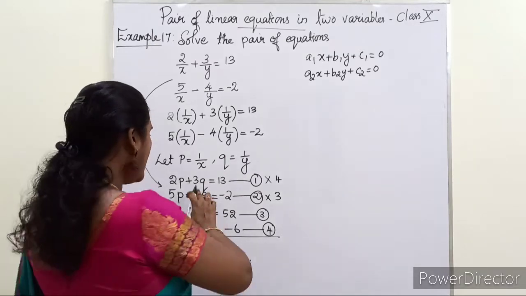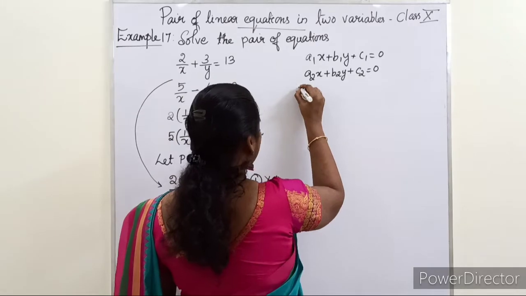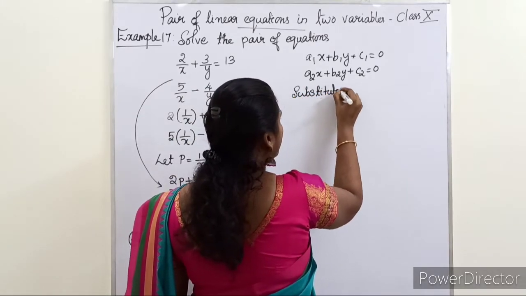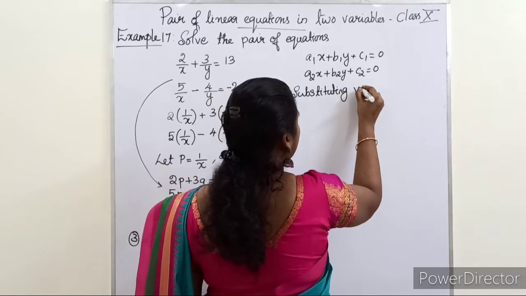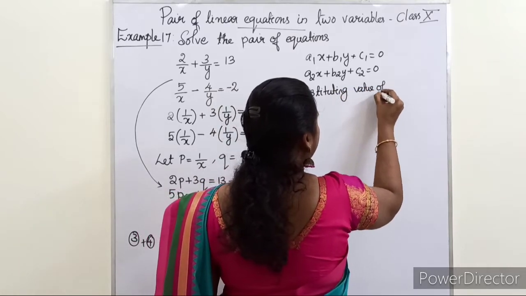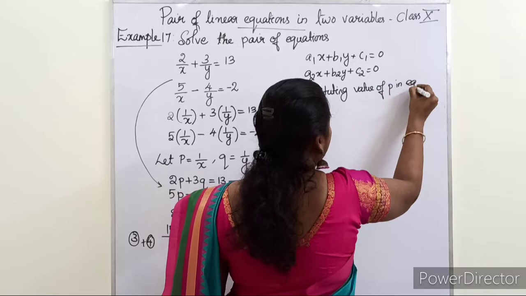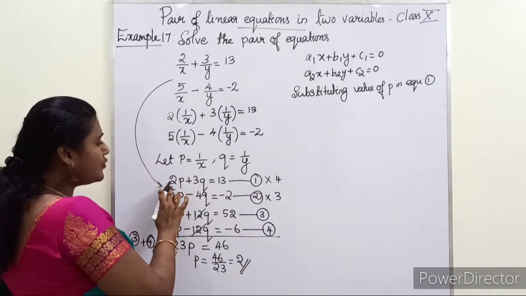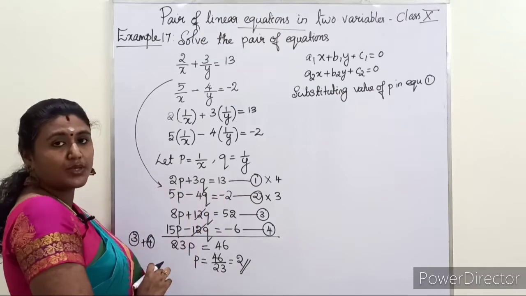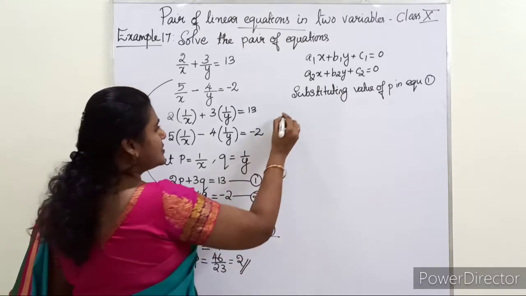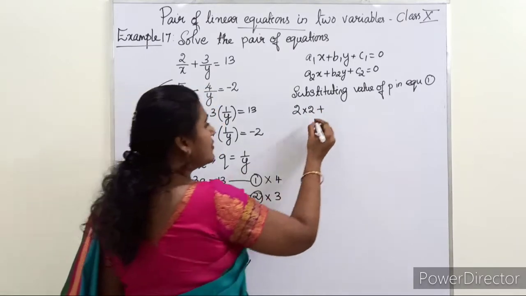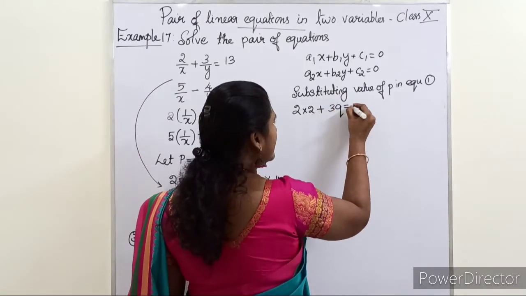Now this value we will substitute in any one of these four equations so that we can find the value of q. The first equation I am going to substitute now. So substituting the value of p in equation 1, the first equation is 2p plus 3q equal to 13. So 2 into p value, which is 2, plus 3q is equal to 13.